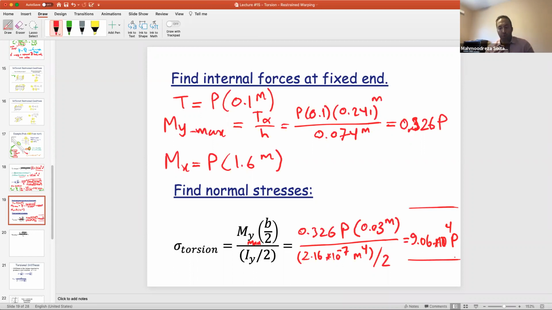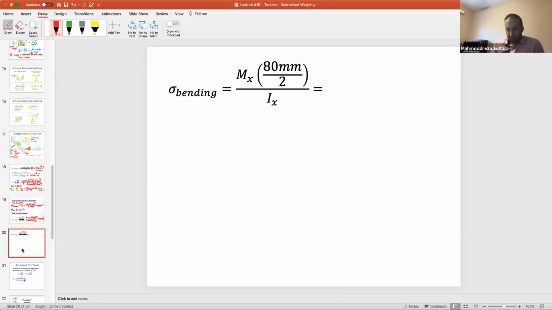Okay, this would be your normal stress as a result of warping. This is one normal stress in your section. The other normal stress would be as a result of bending, just regular bending you have learned in your undergraduate. So let's look at it. This is normal, like by normal I mean classic, the one that you have learned before.